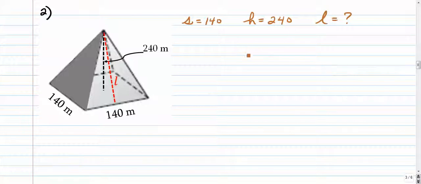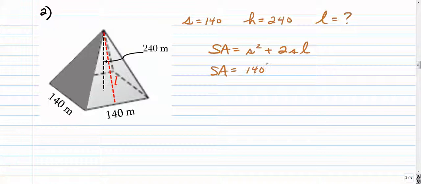So we have to figure that out. What I need to do first, let me write my formula. It's S squared plus 2SL. I know S is 140, so it's 140 squared plus 2 times 140 times L. In order to find L, I need to think about what the height actually does. The height goes right down the center of the pyramid and intersects with the base of the pyramid, right in the middle of the base, and that's important.